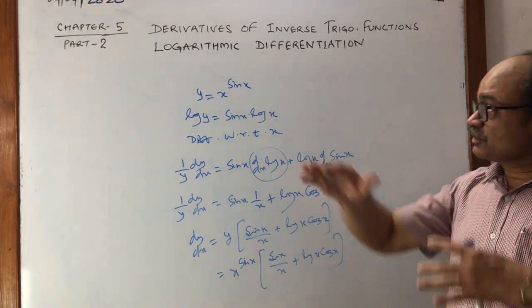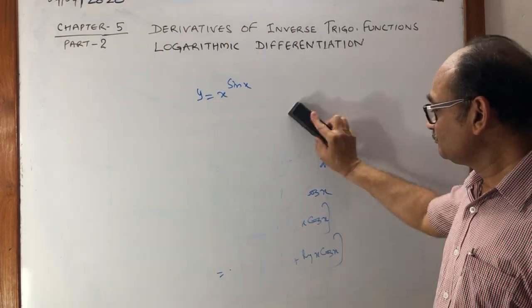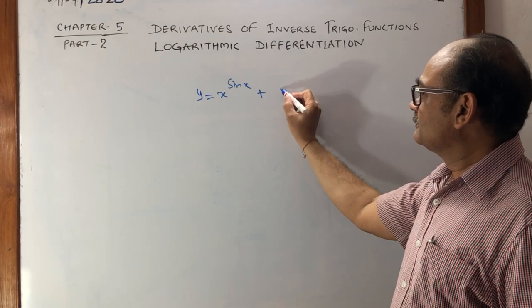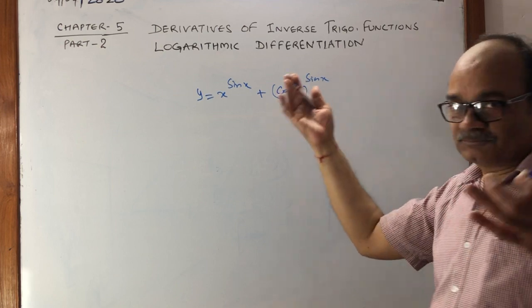Simple. Now suppose two questions in addition form. The same sum but more complicated. We'll make it cos x to the power sin x. Now what will we do?